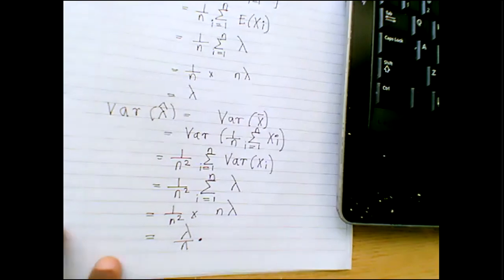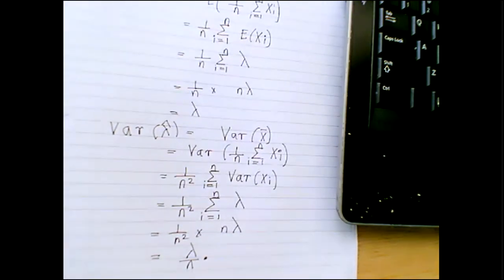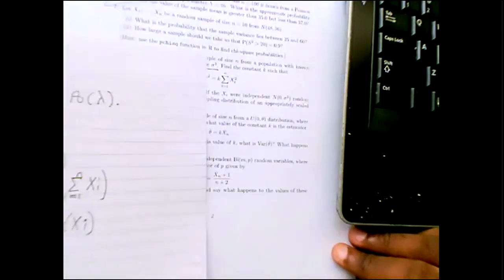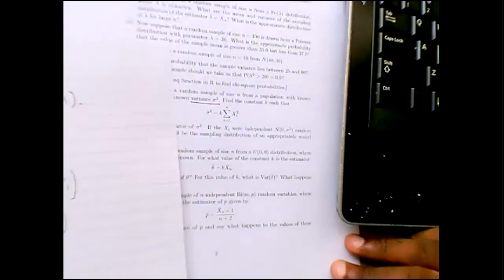All right, are you okay with this? So the expected value is lambda and the variance is lambda by n. You guys okay with this? All right, so that's the answer for part 1 of question 6.